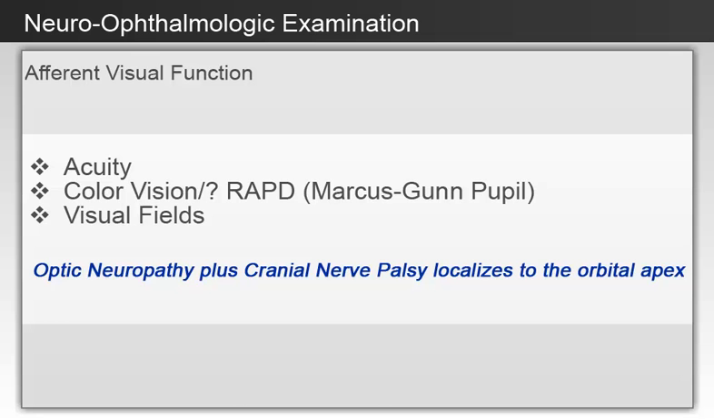looking for an RAPD, which would be called a Marcus Gunn pupil, because as it says here, the presence of an optic neuritis in conjunction with any of the cranial nerve or oculomotor nerve problems or palsies would indicate that the lesion is probably at the orbital apex. And then finally, it's very important to obtain an accurate visual field determination.